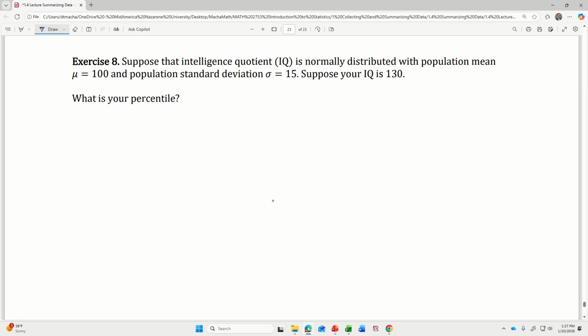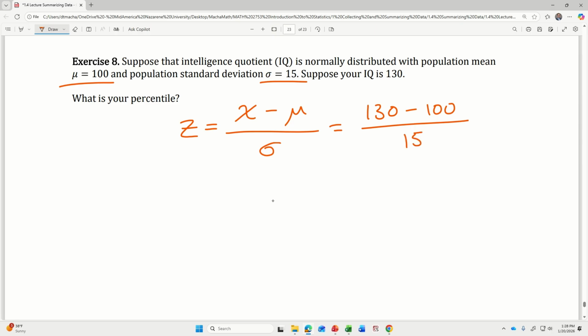Suppose that IQ is normally distributed with population mean 100 and standard deviation 15. What if your IQ is 130? If you are asked for percentile, you got to do z-score first. And the z-score is your measurement minus the mean divided by the standard deviation. So we're talking about 130 minus 100 divided by 15. So the z-score is 2. You might say I'm 2 standard deviations above the mean.